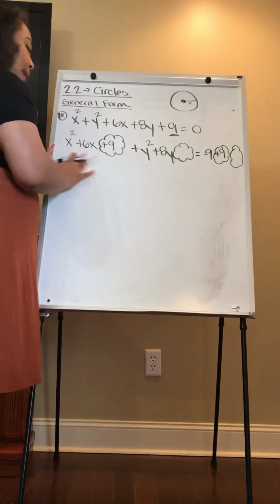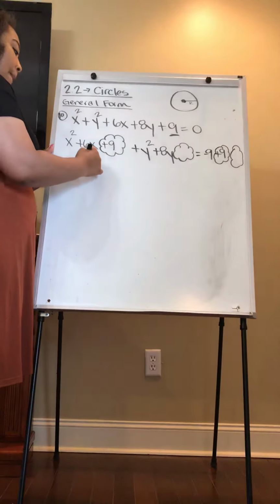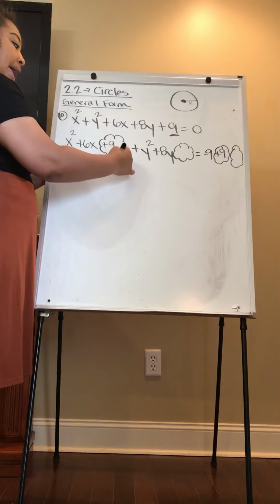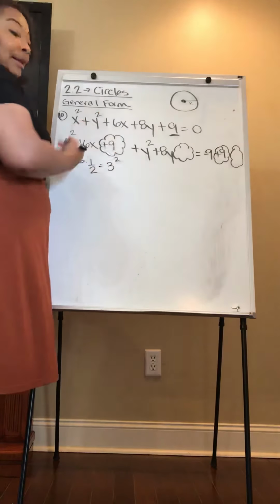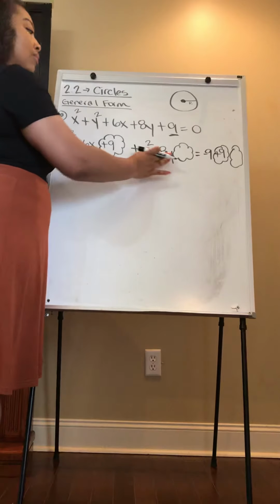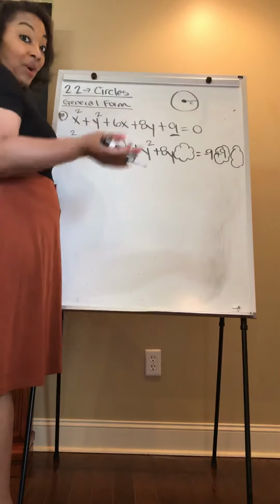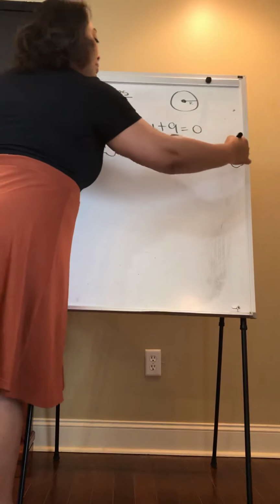Now what did I do? I took half of the middle term. Half of 6 is 3. And then you square it. That gives me 9. I'm going to do the exact same thing for the y. Half of 8 is 4. 4 squared is 16.